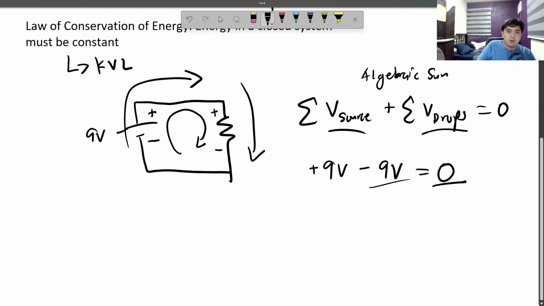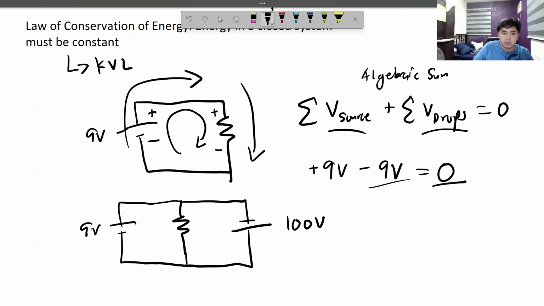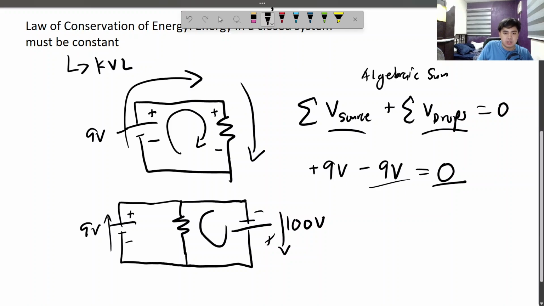All right. What if, for example, you have this 9 volts and then a resistor in between, and then another battery going in the other direction, maybe 100 volts. Noticeably, one of them is bigger than the other, but you won't really know the direction of this. You just have to assume the direction. So maybe this is positive, negative, so it goes there. This is negative, positive, so it goes there. So we have to assume what direction this is. Most likely, it's going to follow the 100 volt, which is going that way.